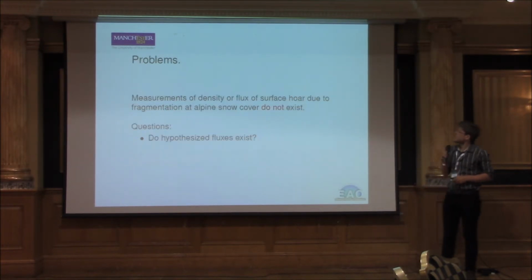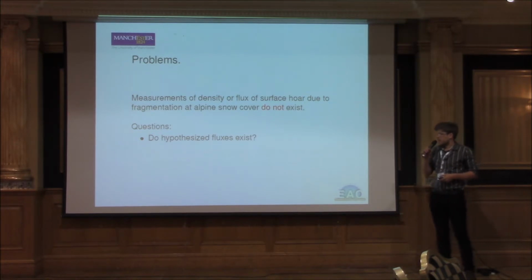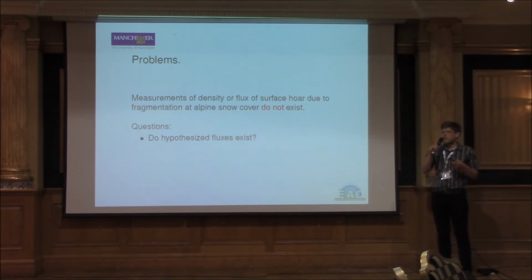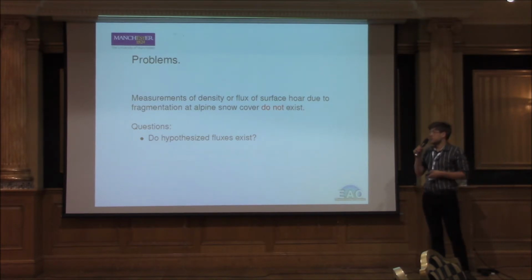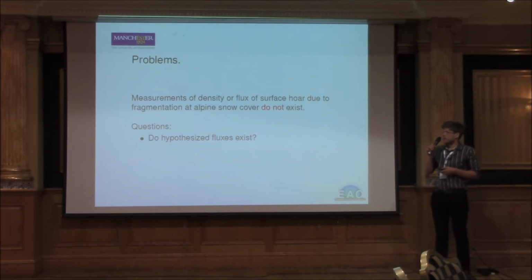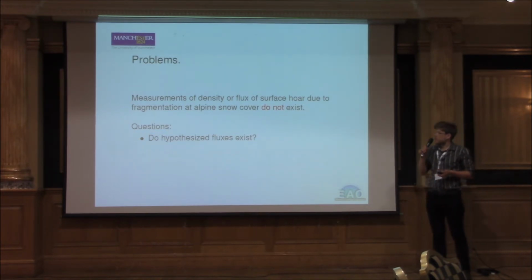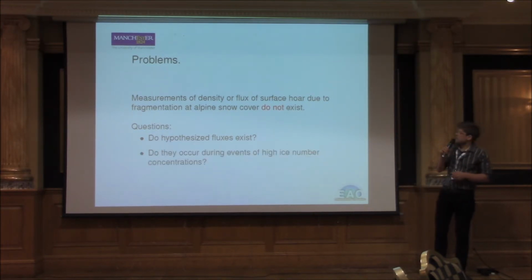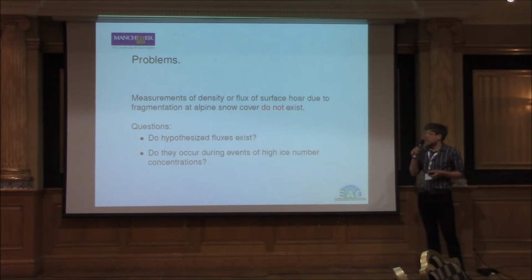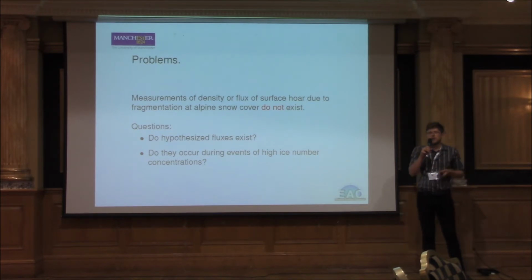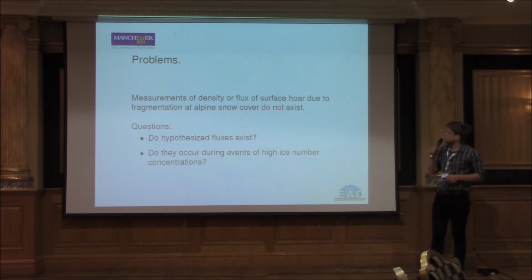The only problem is that the results in the paper I just mentioned are from Arctic and Antarctic regions, and nobody has ever done any measurements of surface hoar in alpine regions where we do all our measurements. So this leads to two questions. The first one is, do those hypothesized fluxes really exist? And the second one is, if they exist, do they occur during events, or are they coupled to events when we measure high ice number concentrations?